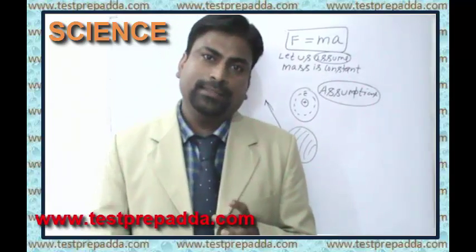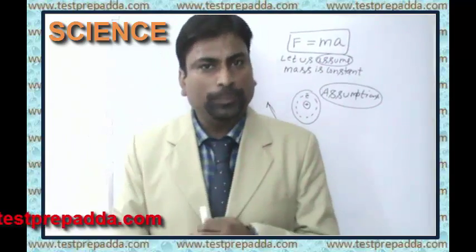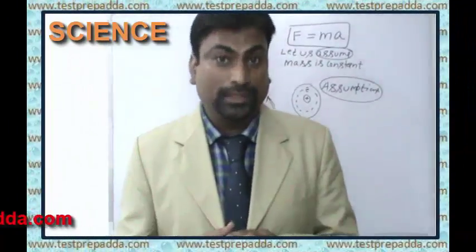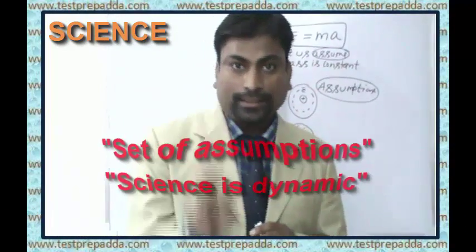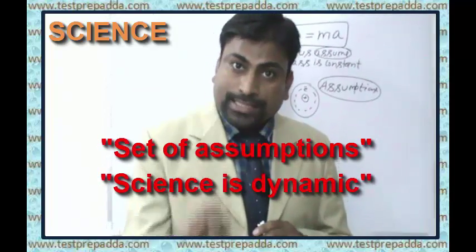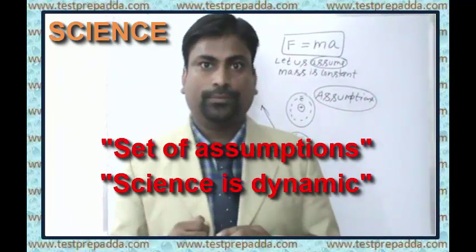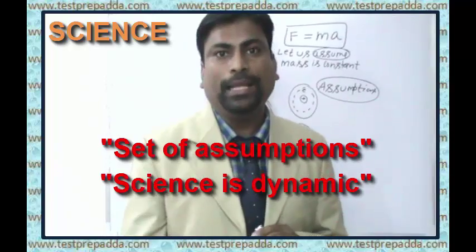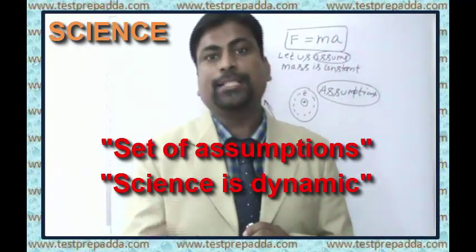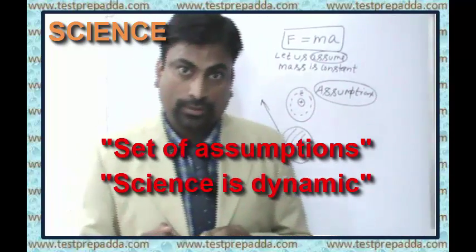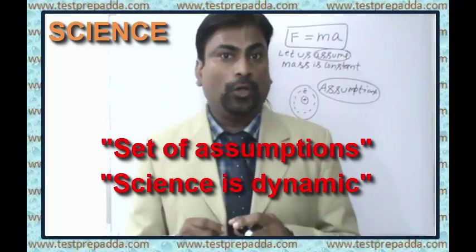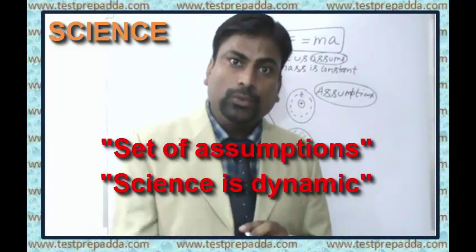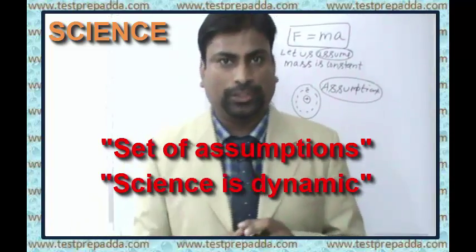And in that case, another theory came into picture. So the conclusion is science or a scientific theory is nothing but a set of assumptions proposed to explain facts and experimental observations. Science must account for any new experimental observation.